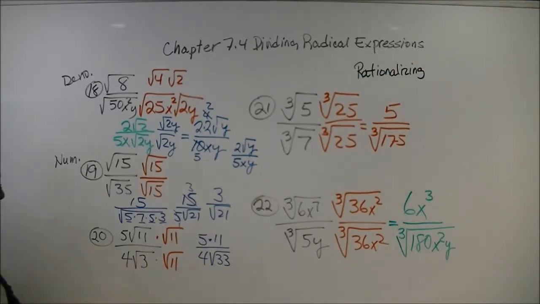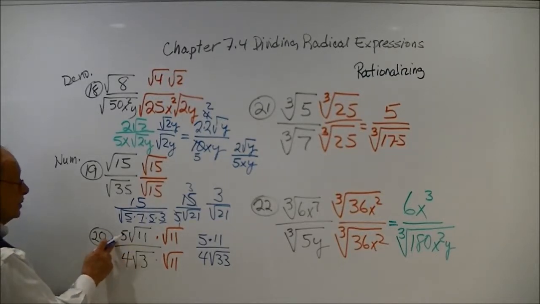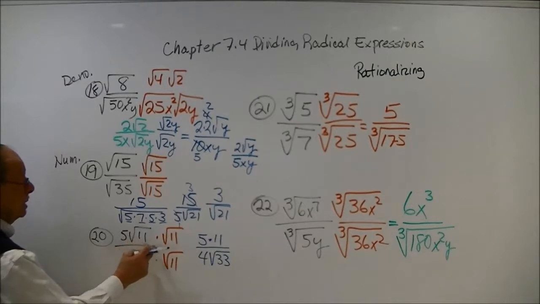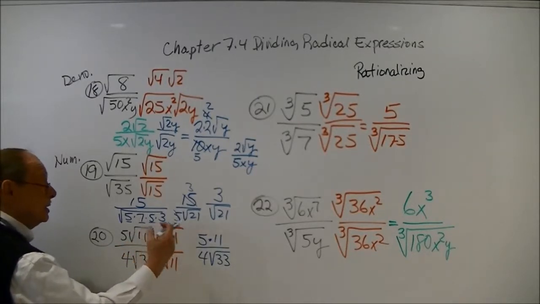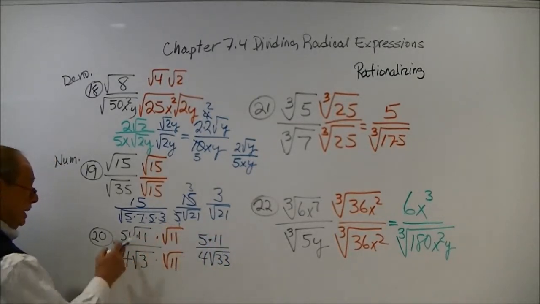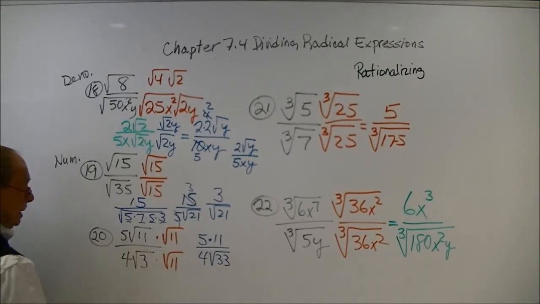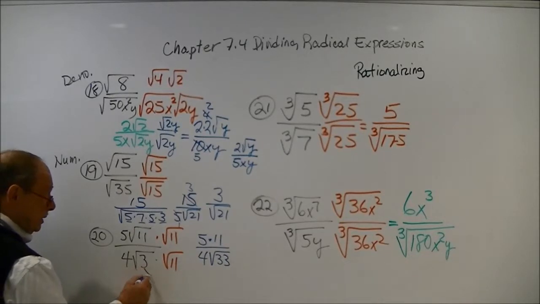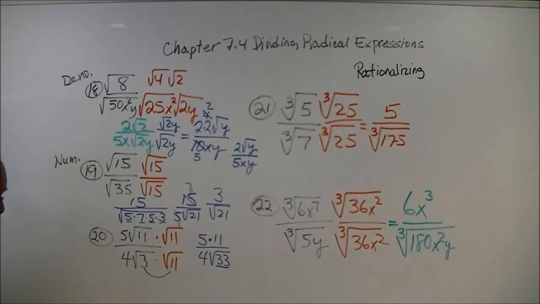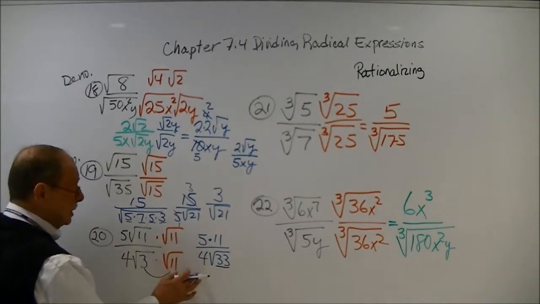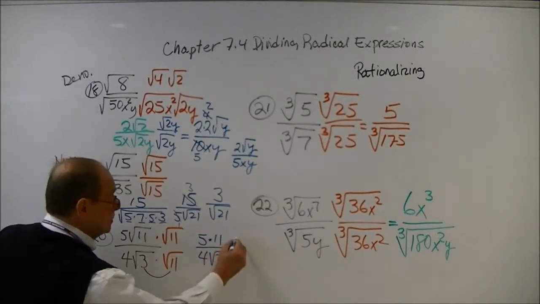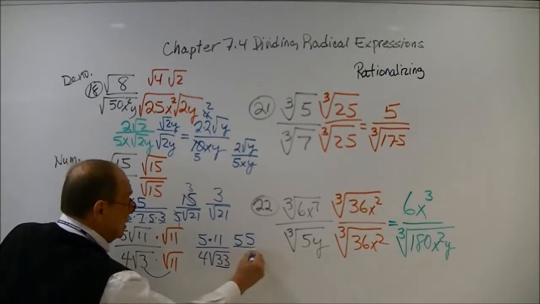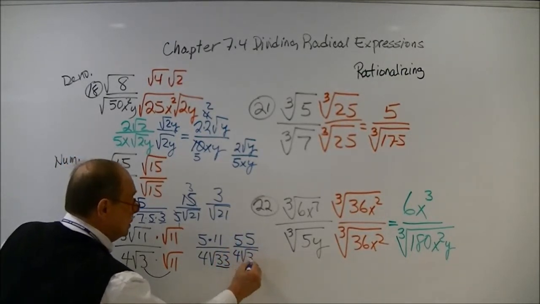Number 20 is sort of easy to do. There we have it set up. Rationalizing the numerator, so square root of 11 times the square root of 11 gives you an 11. And the 5 goes along. Then we have our denominator that we have to multiply by the square root of 11. This just becomes my 33, and the 4 goes along. But remember, I'm not finished here. The final answer of this will be 55 over 4, the square root of 33.